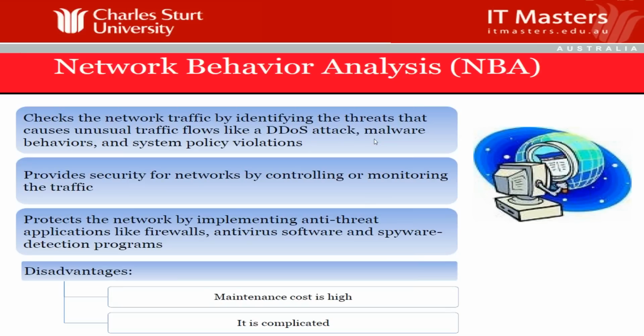Okay, what is an NBA? NBA is network behavior analysis. Basically, as I said, the sensors will look into the network and try to see if there is an unusual traffic flow, such as DDoS or malware behavior, and based on the policies and the setup, it will try to control it and keep your network safe.